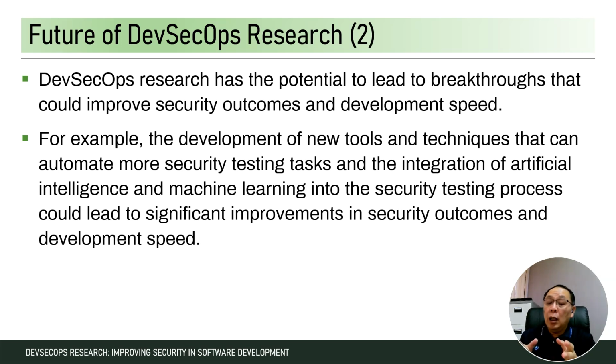So you could also think about integrating the AI and machine learning, the ML, into your security testing process, so that it would allow the organization to improve the security outcomes and the development speed. And of course, the expected outcome is a robust software.